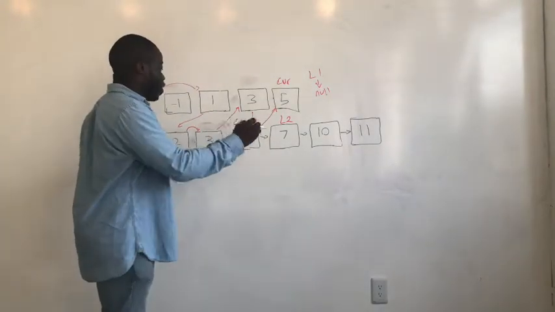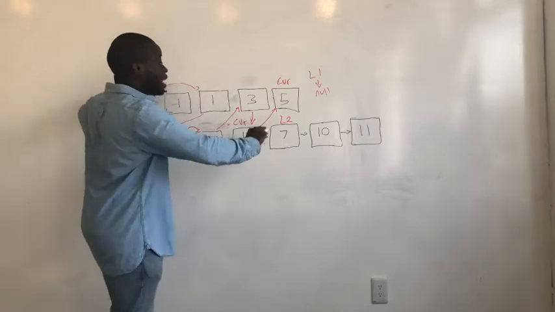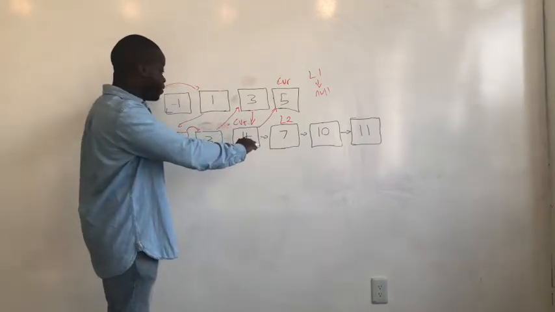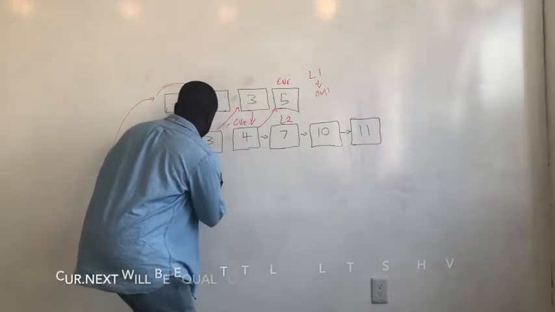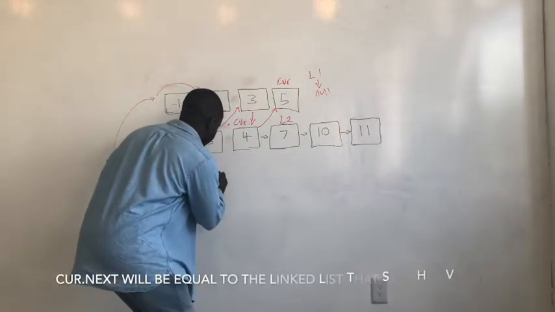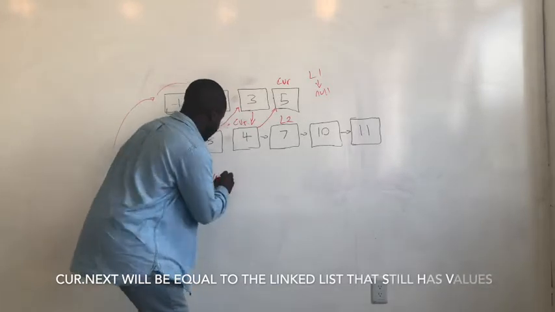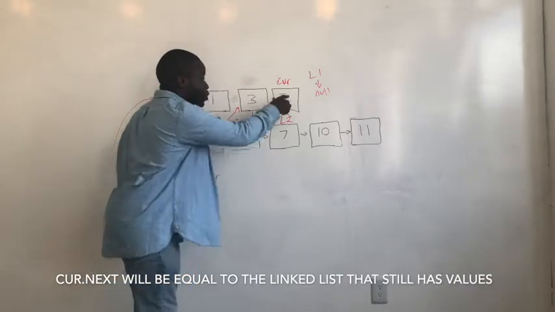And then after that, all we need is a condition outside of this loop that checks for one thing. It's going to check cur, and it's going to assign what cur.next is going to point to.